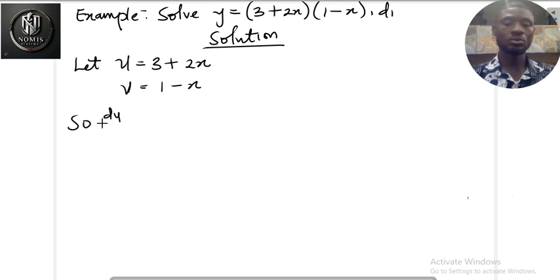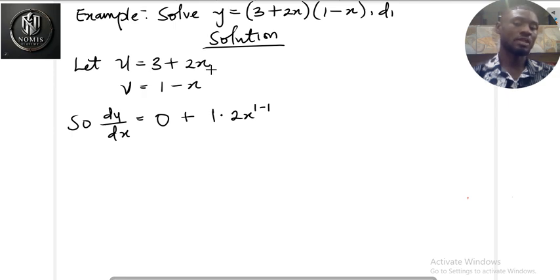So du/dx will be what now? If you differentiate 3, you will have 0. Now, if you differentiate 2x, remember, if you use the short formula, it will be 1 multiplied by 2x^(1-1). Where did I get this 1? Remember, when x stands on its own, it's just x to the power of 1. So there's an invisible 1 here. I just made it visible by saying 1 multiplying 2x^(1-1).